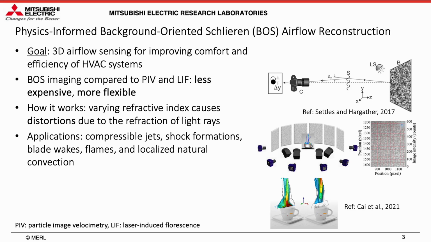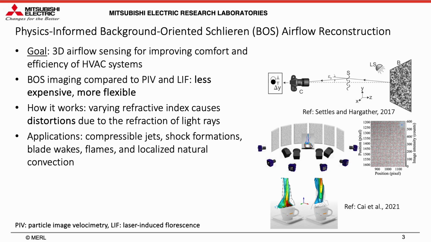We chose BOSS imaging over other techniques because it is less expensive and provides more flexibility in terms of the imaging environment. And the way it works is that as air flows through the room and as a result of the change of the temperature of the air, that causes a change in the refractive index gradient. And so, as a result, the image that's captured by the camera exhibits slight distortions compared to an image that is captured when there is no flow in the room. And the distortions are due to the slight deflections of the rays of light as they refract through the volume.